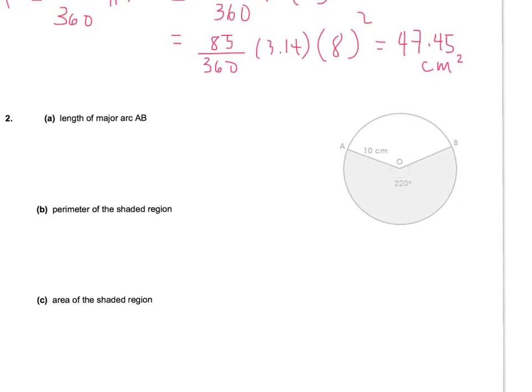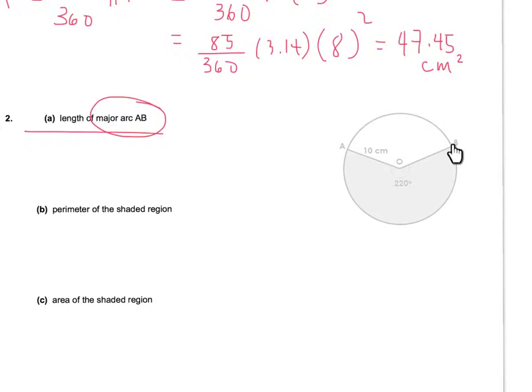So same set of questions, a different figure. Let's try this one. It says we want to find the length of the major arc. The major arc is the bigger arc. If you look at the figure, this is the minor arc, while the other one is the major arc.